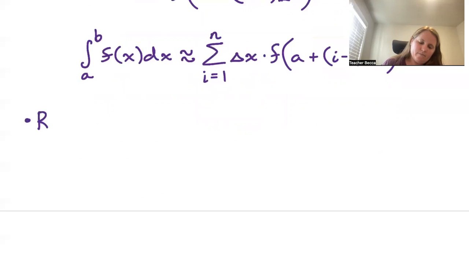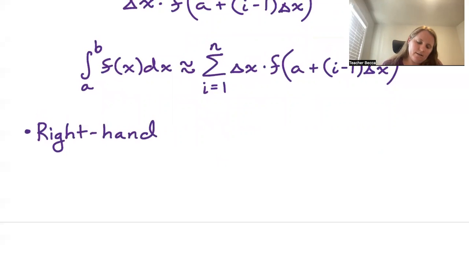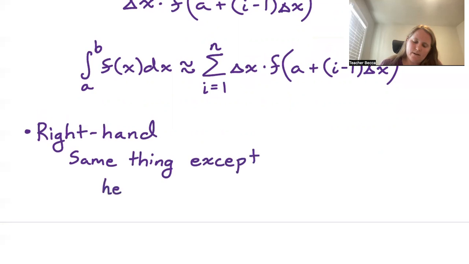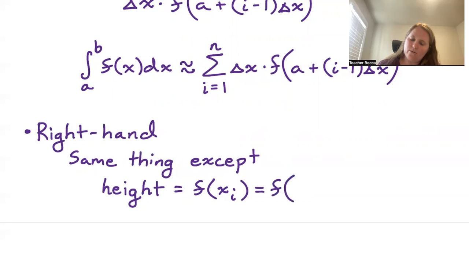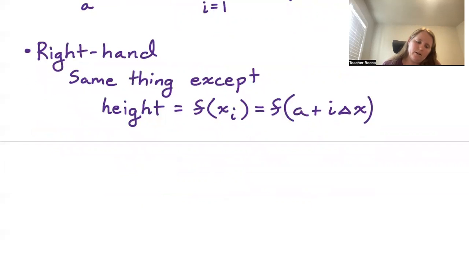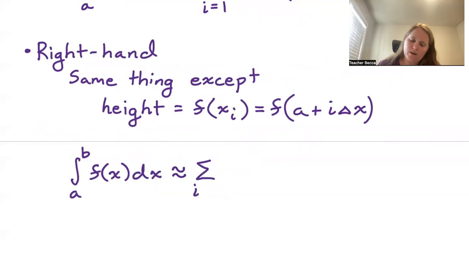For the right-hand side, it's the same thing, except the height is based off the right side. So the height this time around will just be f of x sub i, which is just f of a plus i times delta x. So that slightly changes our area as well. So we get our definite integral from a to b of f of x dx is approximately the sum from i equals 1 to n, or n rectangles, of delta x times f of a plus i times delta x.